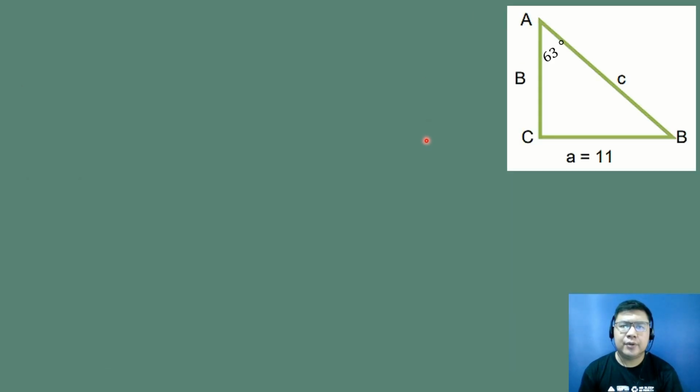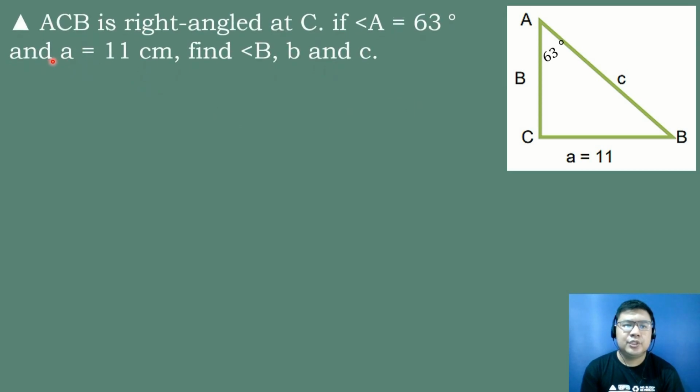Let's have our second example. Triangle ACB is right angled at angle C. If angle A is equal to 63 degrees and side A is equal to 11 centimeter, find the measure of angle B, side B, and side C. So let's find first the measure of angle B.